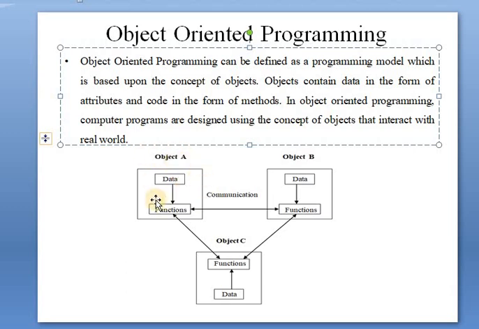Here we can see the figure of the organization of an object-oriented programming approach. Here we can see object A, B and object C. Object A has its own data, also called attributes, and functions, called code, and these functions are used to perform operations on this data. Encapsulation means the wrapping of data and functions in a single unit called an object.